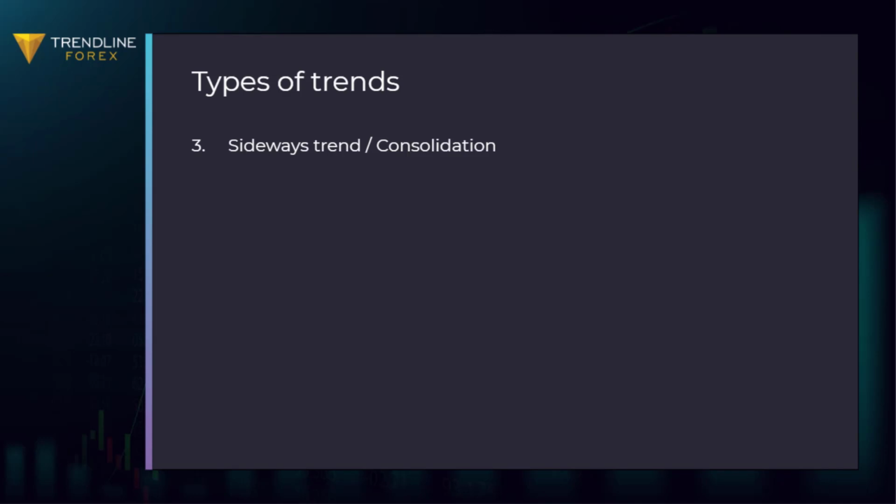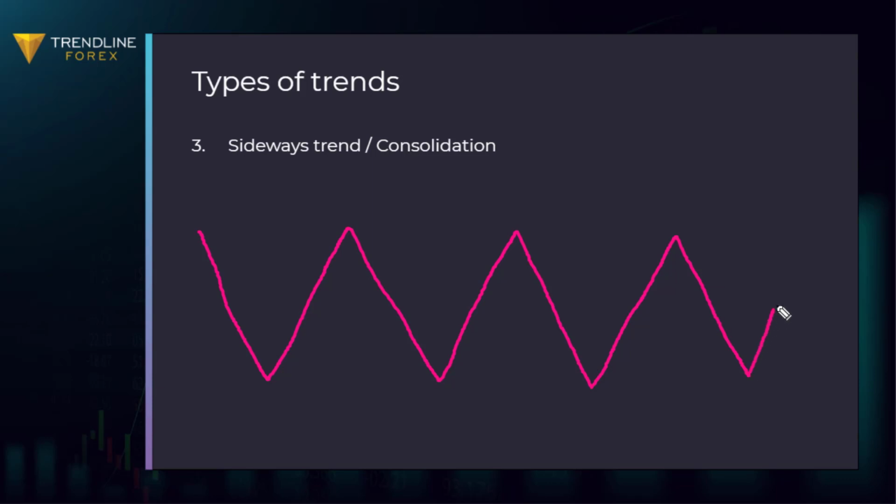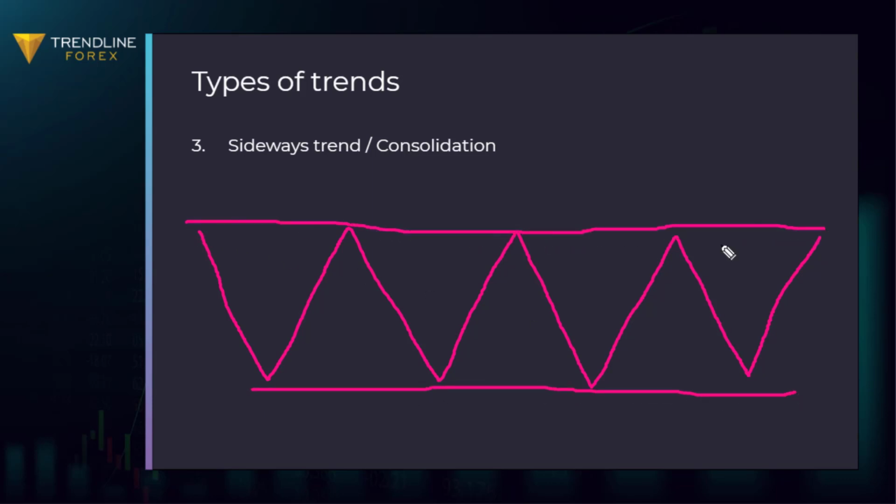And the third type of trend is called sideways trend, or also consolidation. This is not actually a clear trend, but again a direction of move. This is a case in which the market does not move in any particular direction to the downside or upside, but instead it's trading between two levels for a longer period of time. I mean, it doesn't create lower or higher highs or lows, but it moves sideways.